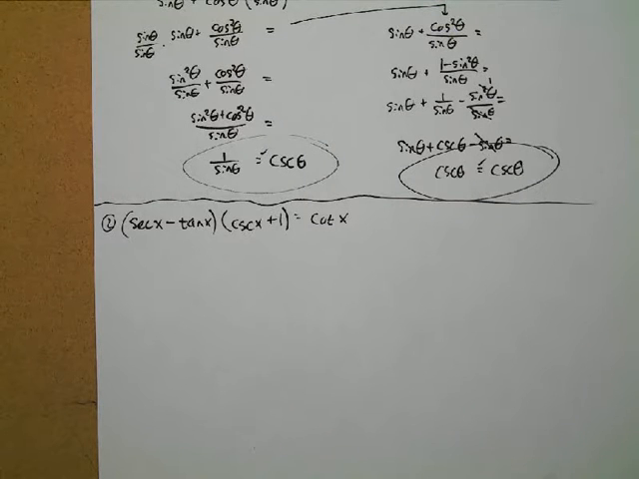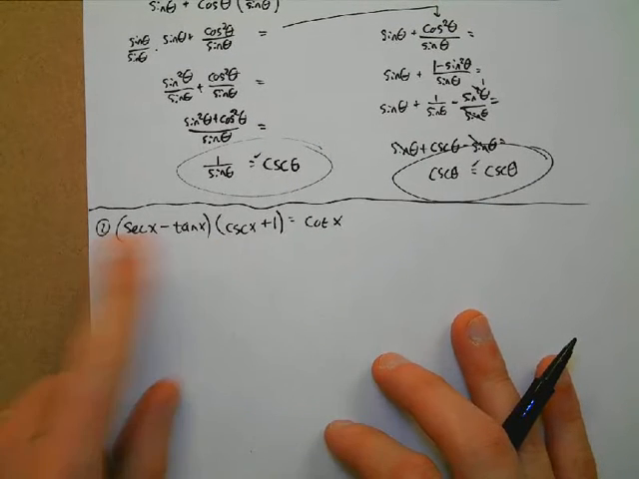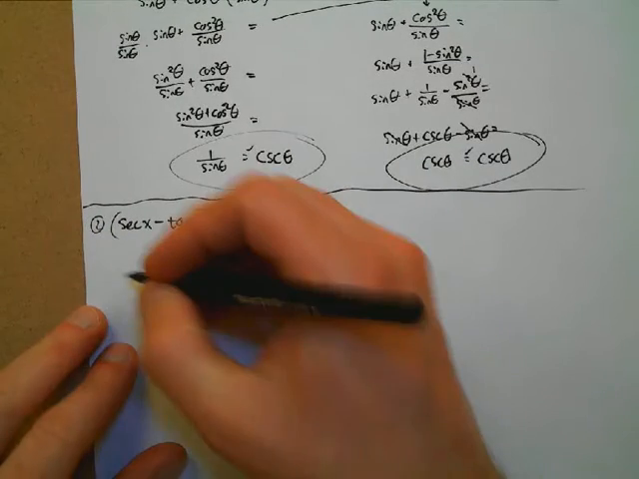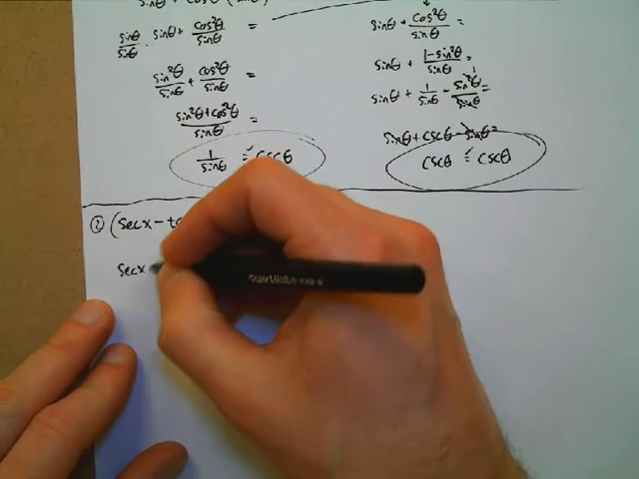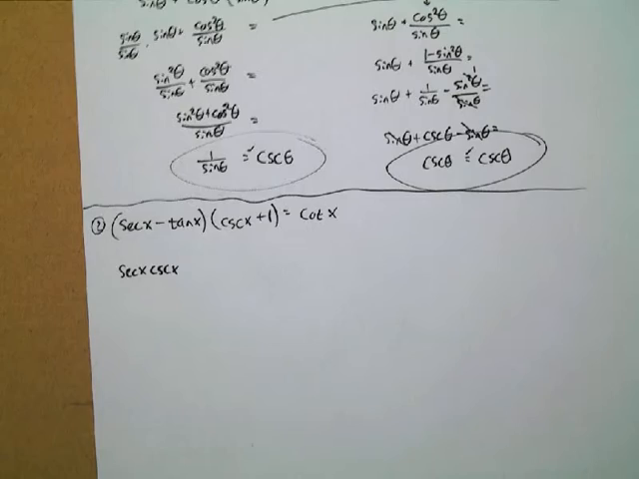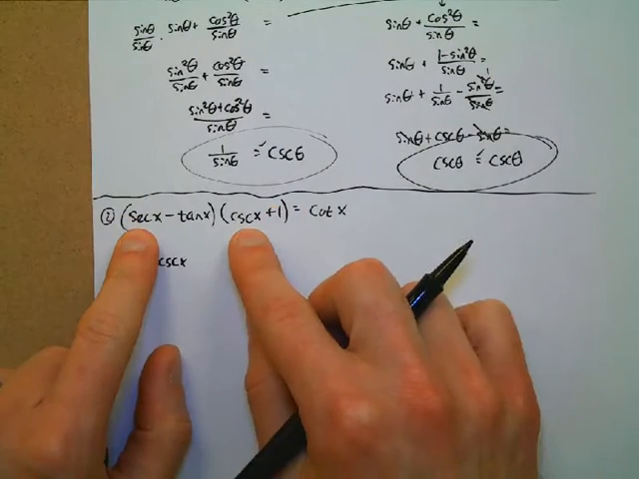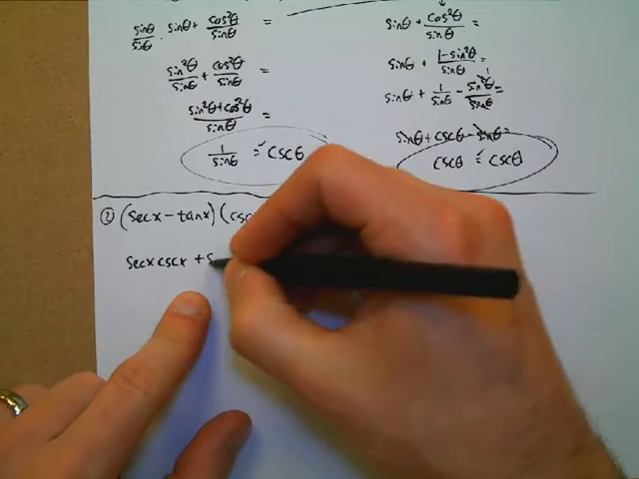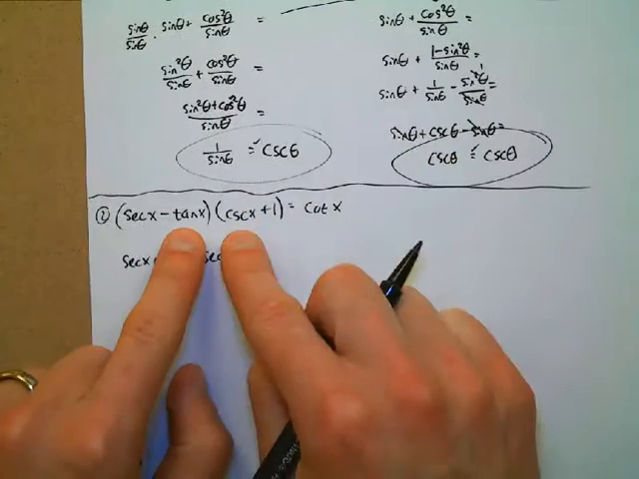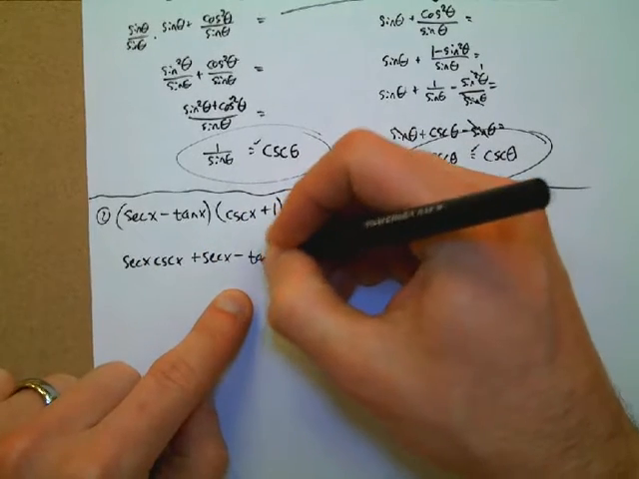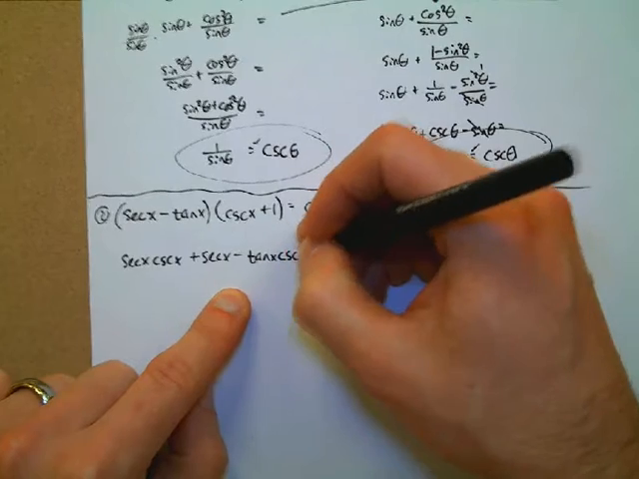Okay. And then let's see here. That was the first. And then the outer plus secant x. And then the inner minus tangent x cosecant x. And then minus tangent x. And again, we're shooting for that cotangent of x there. Okay. So be careful how you FOIL it out. Make sure you do it correctly there, how you distribute it out.